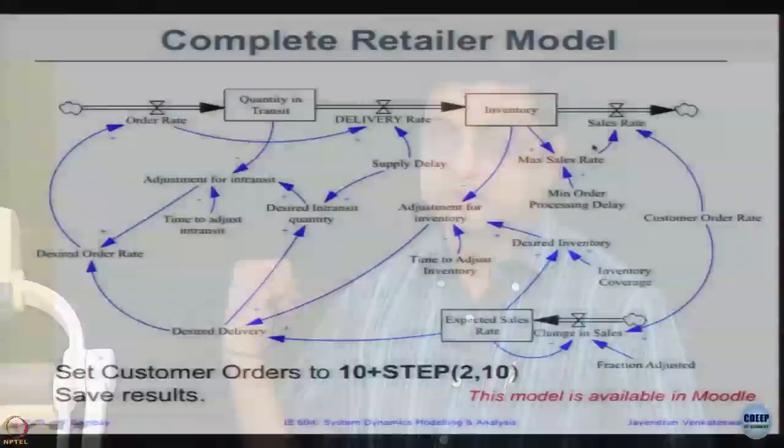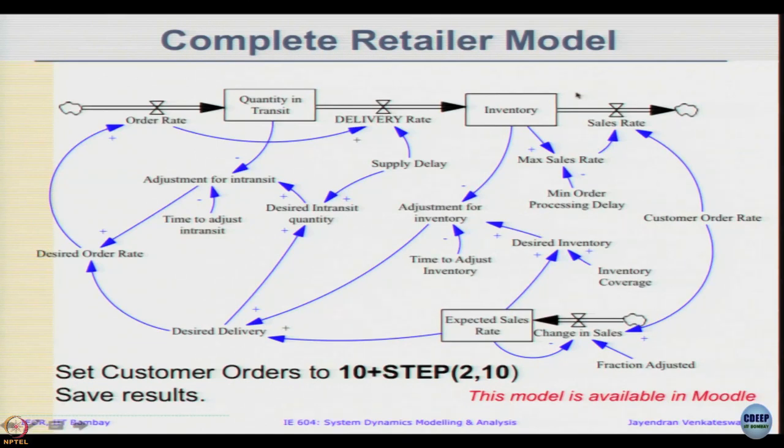Run your model once to see whether it is all working. If you do not have it in this version, check if the version is available in Moodle, you can download that also. The key changes are you should be able to have adjustment for inventory, desired deliveries, adjustment for in transit, desired in transit also being computed through supply delay and desired delivery as per Little's law. Desired inventory is now based on inventory coverage, and customer orders are fulfilled only if we have sufficient inventory. So, all those aspects should be captured within the model.